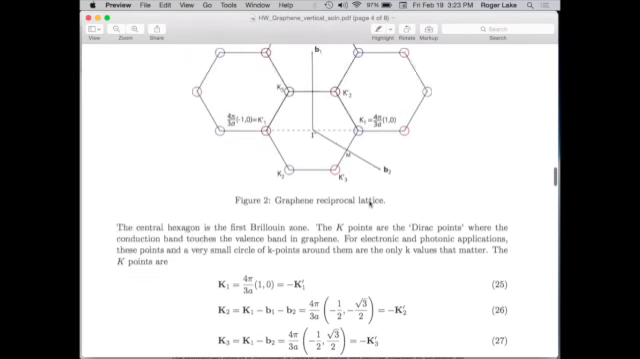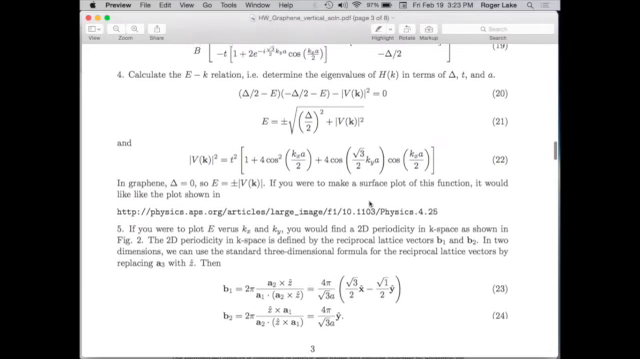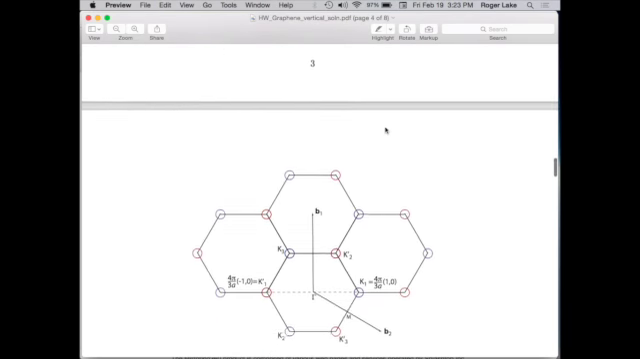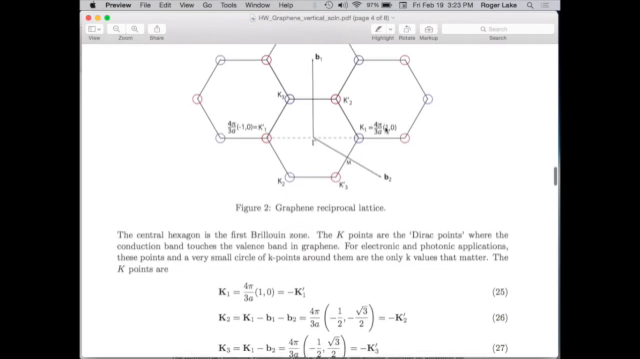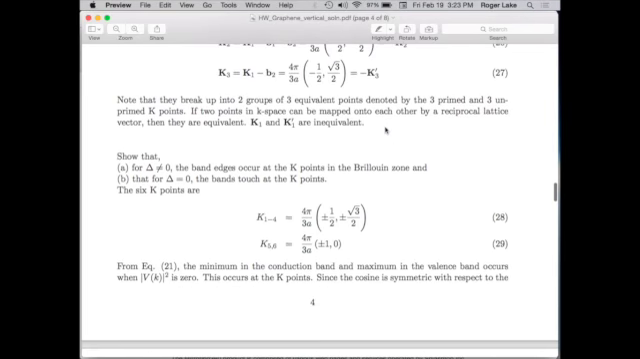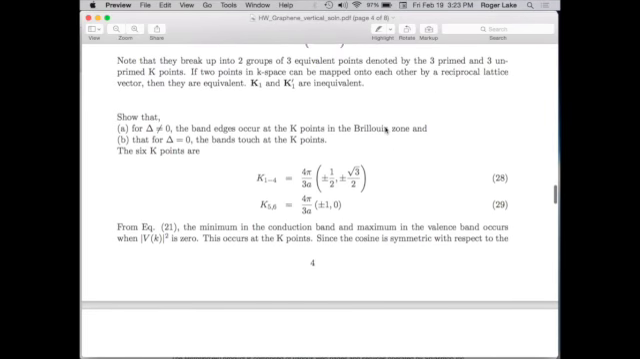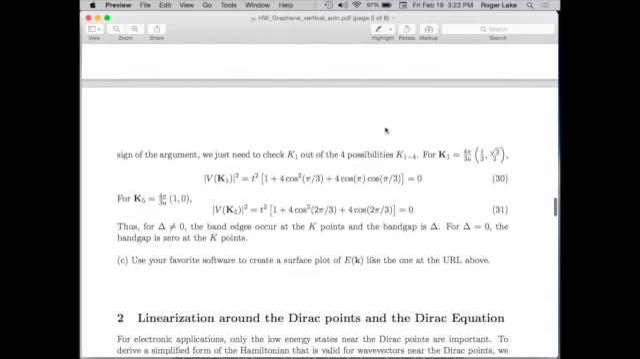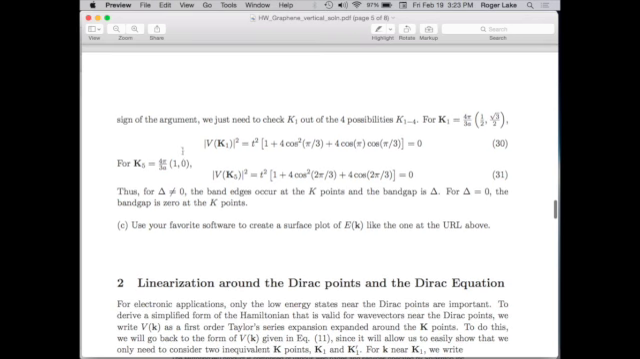So if delta is the difference in the A and the B site energy, and that's 0, then your bands are going to touch, because v of k goes to 0 at these special k points, these 6 k points. And delta equals 0, and 6 points. And then you just have to show that v goes to 0 at these k points.